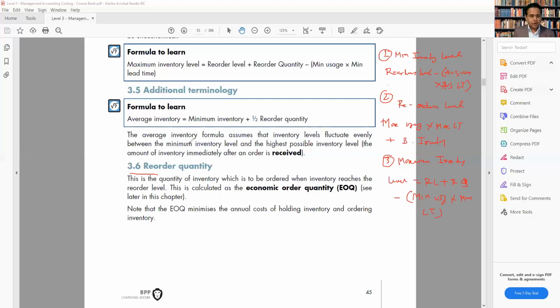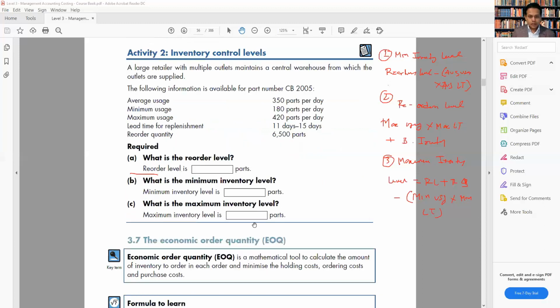And we have one more, that is average inventory. So the average inventory is minimum inventory plus half of the reorder quantity. This one we can remember if we need it. So let's go down. The reason we write it down in the corner, because when you do the actual question, maybe we need to see the formula. So you have to remember this formula.